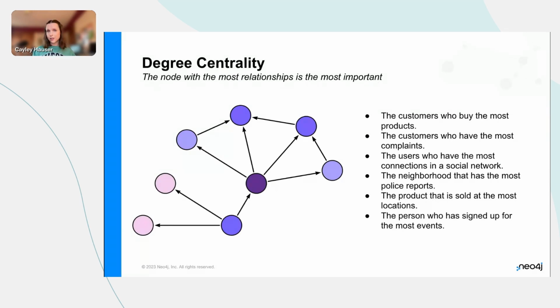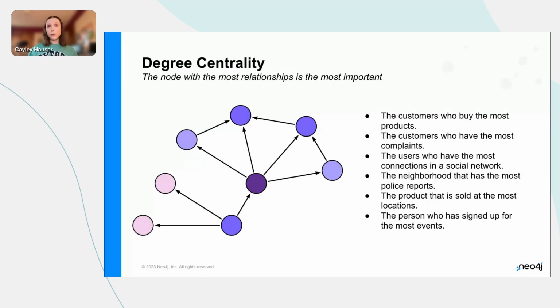I've done some analysis on crime before. This is a use case I've seen. The product that sold at the most locations, the person who signed up for the most events. This is a very common use case, counting things, the number of relationships that nodes have in our graph.